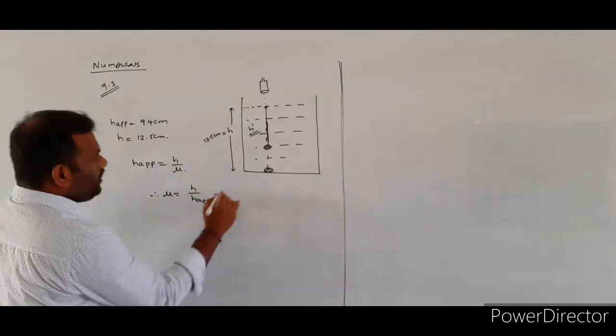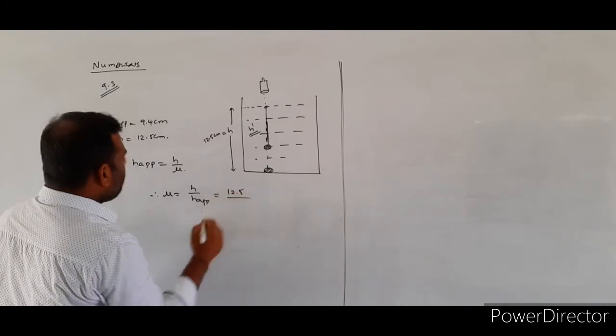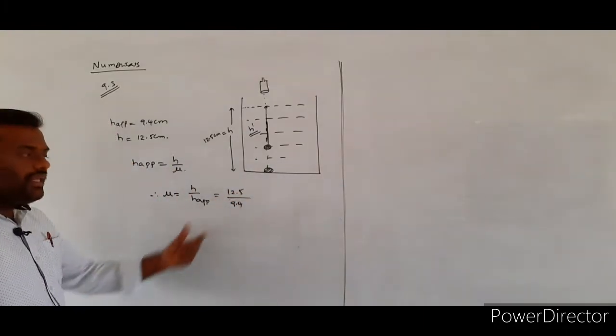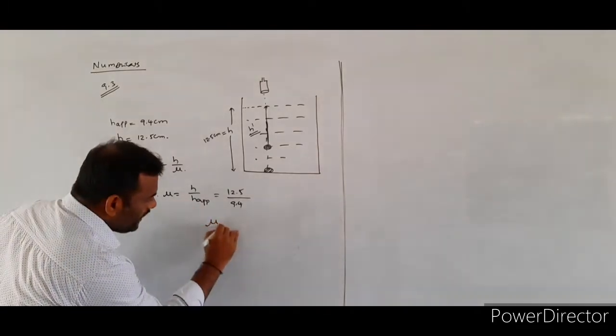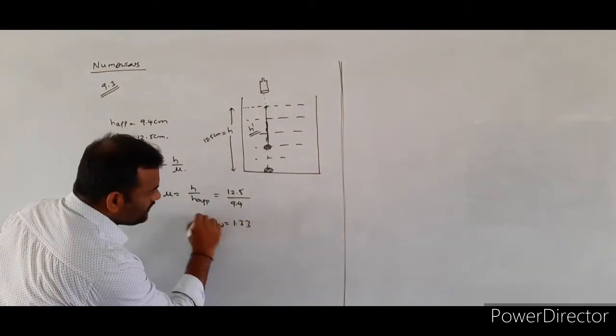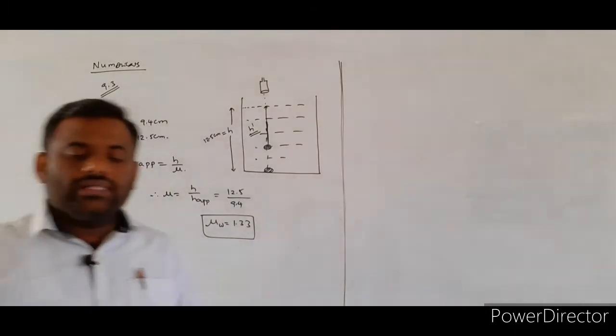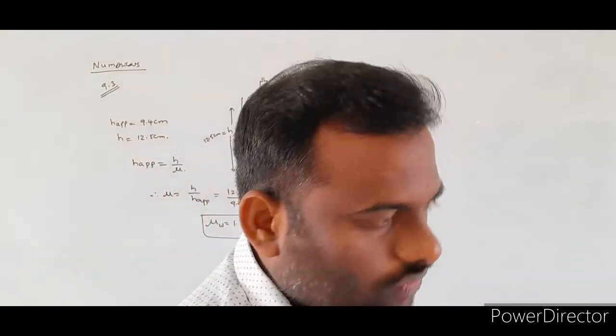So the H value is 12.5 centimeter, by H apparent, which is 9.4 centimeter. If you simplify, you will get the refractive index of the water as 1.33. So that is the refractive index of the given water.